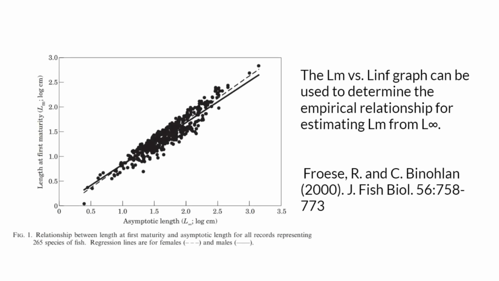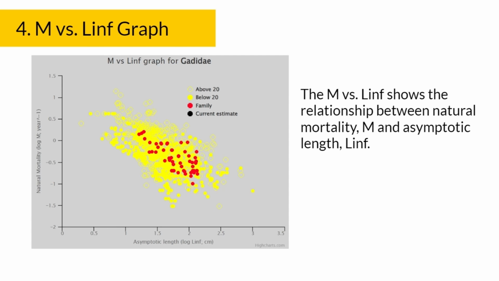Here, we see empirical relationships identified for females and males from 265 fish species. The M versus L infinity graph shows natural mortality against asymptotic length. It can be used to illustrate the influence of size and environmental temperature on natural mortality. Here, the M versus L infinity graph shows how natural mortality differs between species in waters below 20 degrees Celsius and those in waters above 20 degrees Celsius, which are typical of tropical fishes.